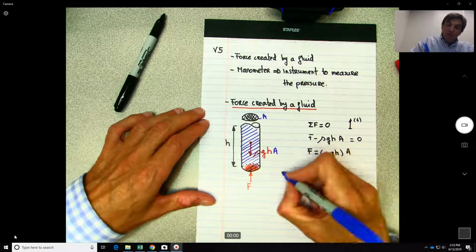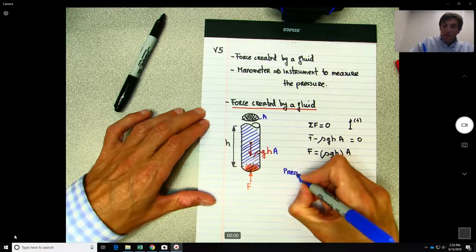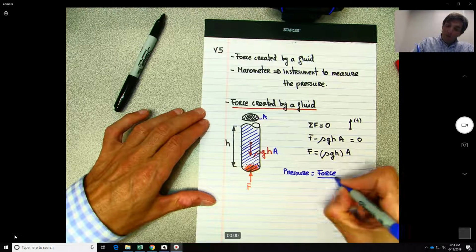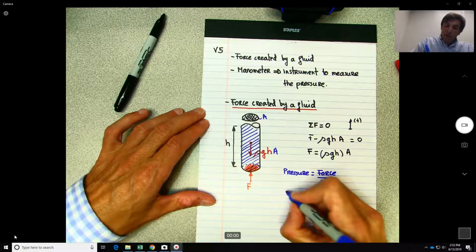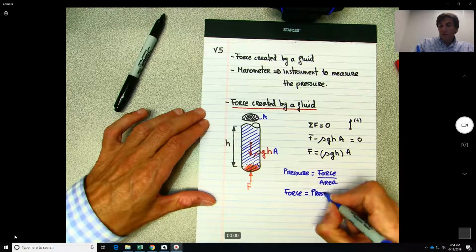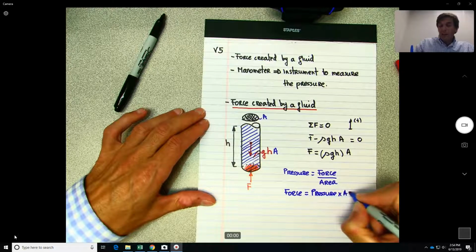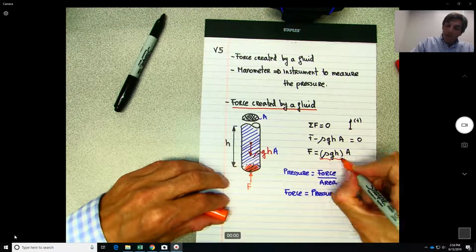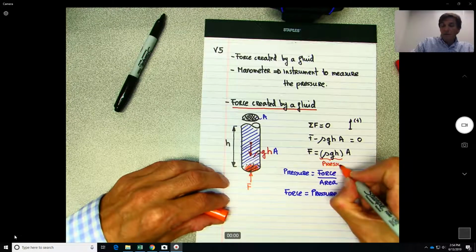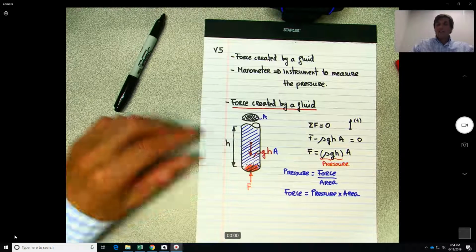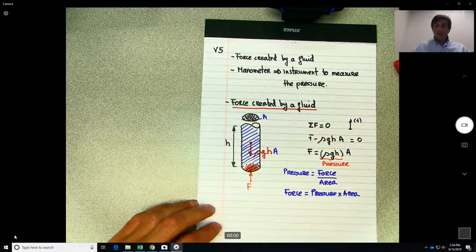Now, if you recall what is the definition of pressure, it is force over area. So that means that the force is equal to the pressure times the area. So basically what this term over here is really pressure. Okay, this is the force, and this will be the area.